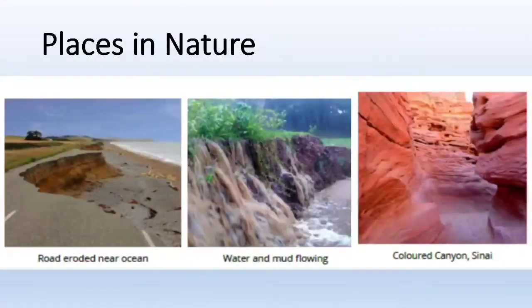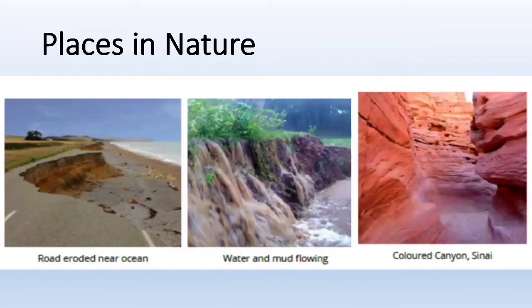The first picture is that of a road where cars could drive, but then the ocean broke it and washed it away. In the second picture, soil is getting washed away by the water, which means that the soil ground will look different. In the last photo, this colored canyon was under the ocean millions of years ago. The water flowing made the way between the two mountains. So what do we call all of this?